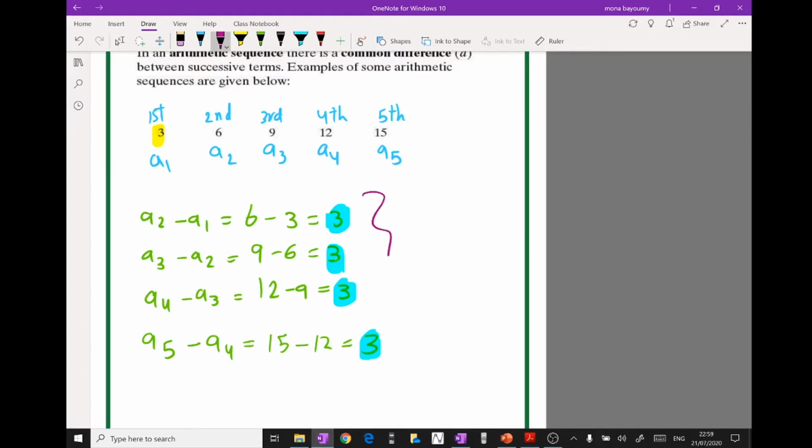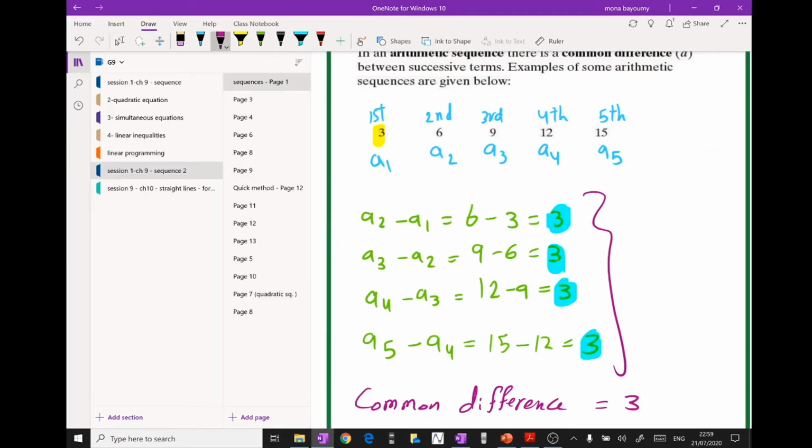So 3 is the common difference. Okay, so this is the first common difference. The first common difference between any two successive terms is common. This sequence will be a linear sequence.